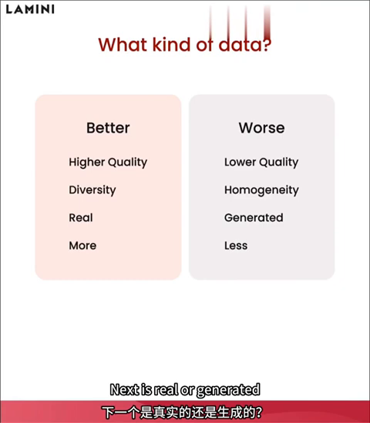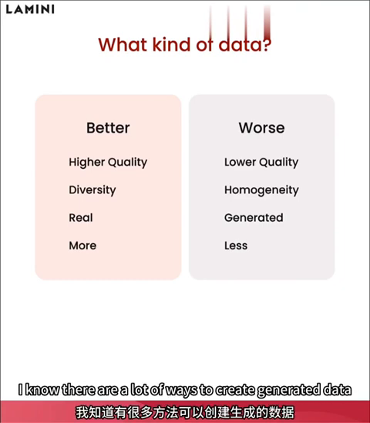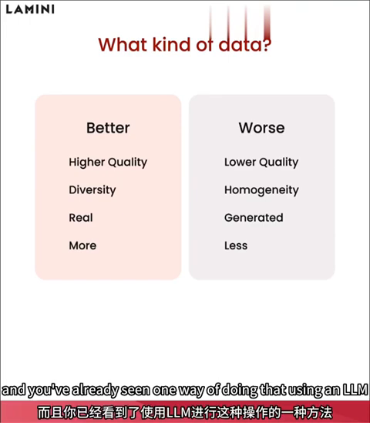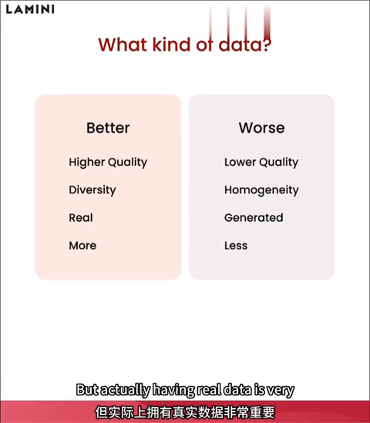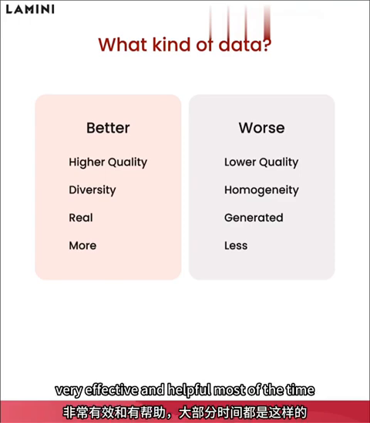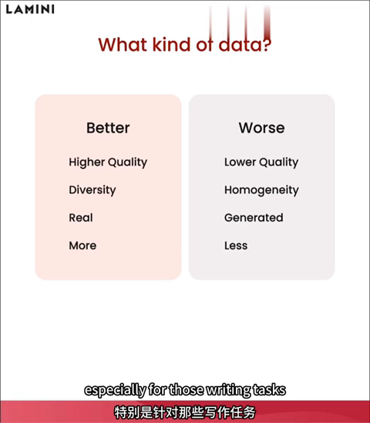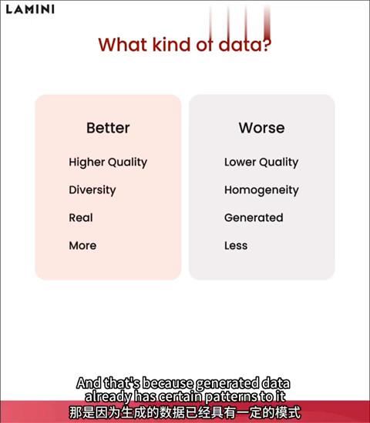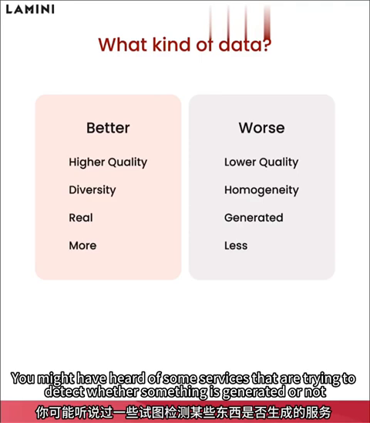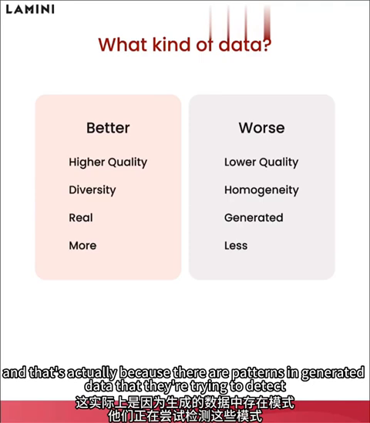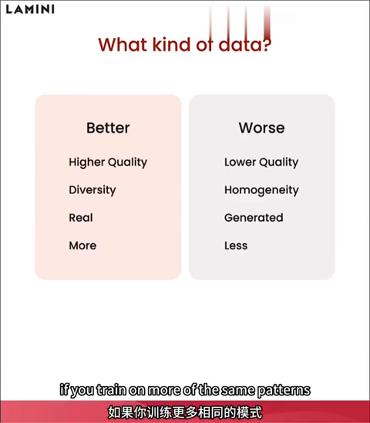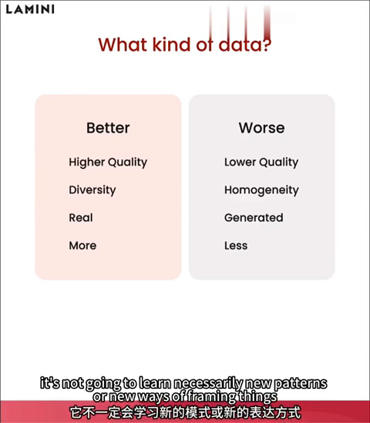Next is real or generated. I know there are a lot of ways to create generated data, and you've already seen one way of doing that using an LLM. But actually having real data is very, very effective and helpful most of the time, especially for those writing tasks. And that's because generated data already has certain patterns to it. You might have heard of some services that are trying to detect whether something is generated or not, and that's actually because there are patterns in generated data that they're trying to detect. And as a result, if you train on more of the same patterns, it's not going to learn necessarily new patterns or new ways of framing things.